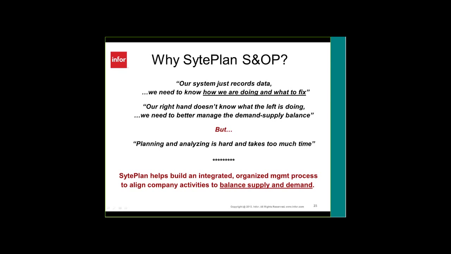So if you hear things like, our system just records data, but we need to know how we're doing and what we need to fix. Our right hand doesn't seem to know what the left hand is doing. Our departments are not working together towards the company goals. We need to better manage our demand-supply balance. But all of that planning and analyzing is very difficult, time-consuming, and we have to do it in spreadsheets, so it just never seems to get done.